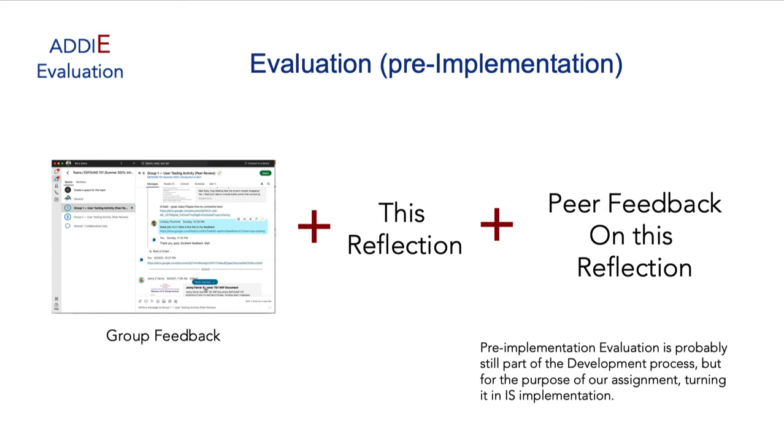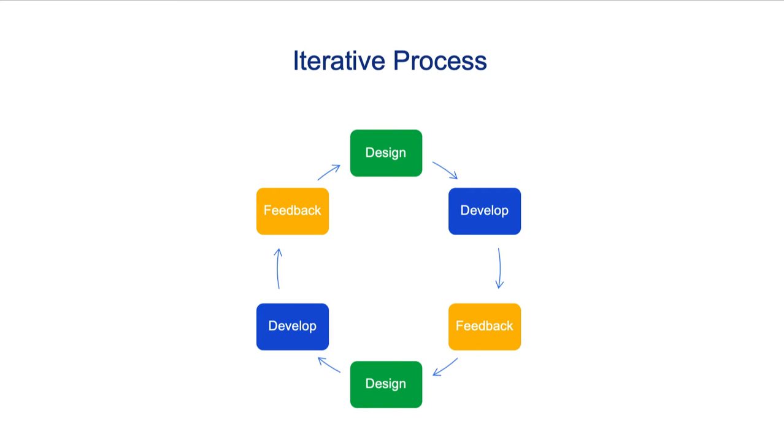Looking at the evaluation phase, we had 3 stages of feedback in this assignment. Our group feedback, this reflection in this video, and the feedback we will receive on this video. I really appreciated that this was an iterative process given the short amount of time we had. We actually had 2 rounds of feedback, and that iteration definitely helped me.